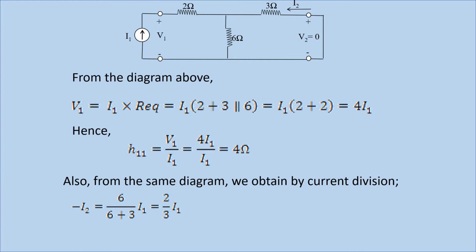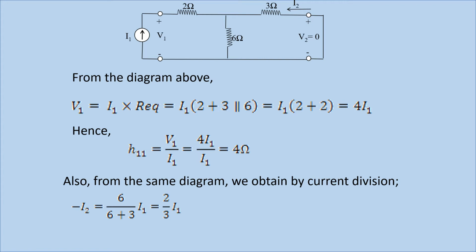Now, your H11, your short circuit input impedance, equals V1 over I1. Your V1 is already 4 I1, and your I1 is unknown, so 4 I1 over I1. I1 cancels out, and that will give you 4 ohms.